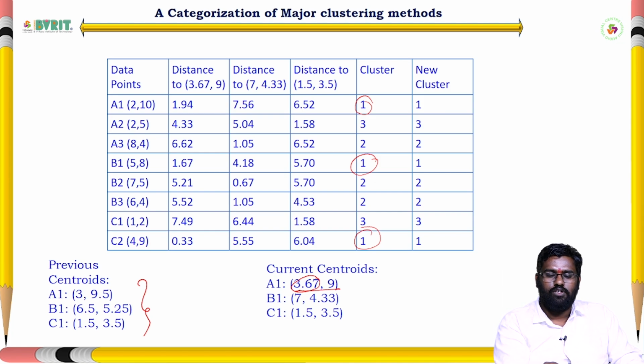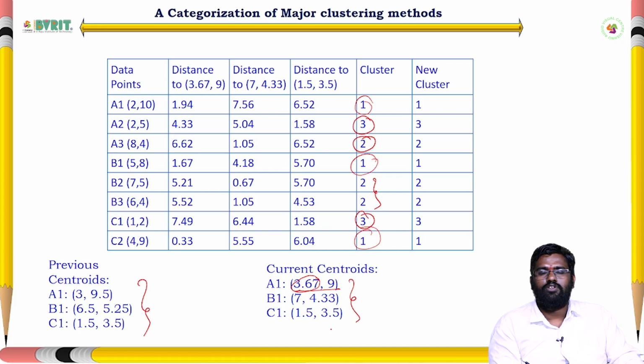Next values 7 and 4.33, and the C1 values also have 2 values. Here 2 will be there, here also 2, and 3 here. We need to sum those values and finally get the centroid values. Now see, the previous centroid values are these and the currently obtained centroid values are these. If the previous and current centroid values are nearly equal, we need to stop the process. See here 3 and 3.67, somewhat near, and here 9.5 and 9, somewhat near, that's why we need to stop the process.